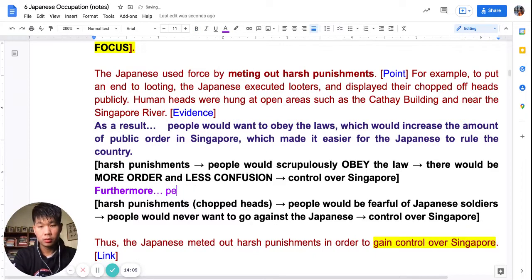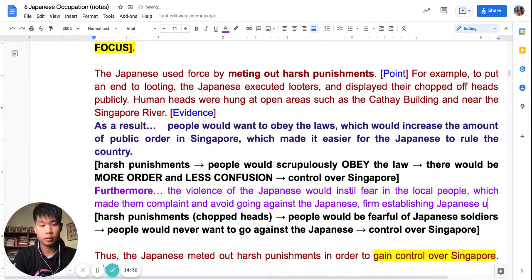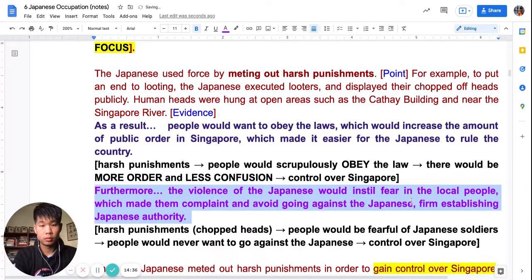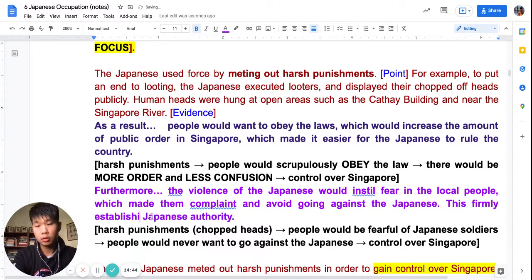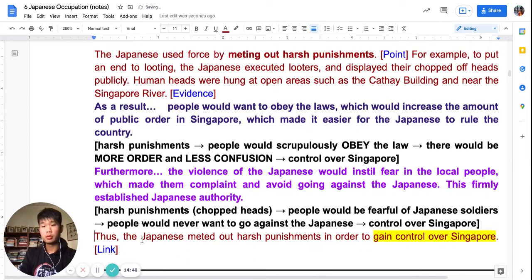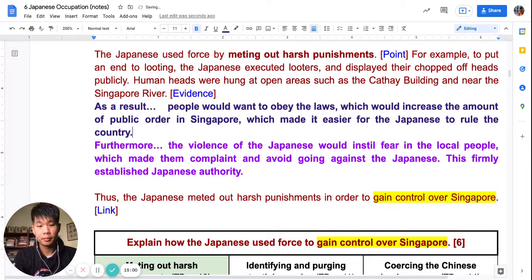Furthermore, the violence of the Japanese would instill fear in the local people, which made them compliant and avoid going against the Japanese, firmly establishing Japanese authority. Or this firmly established. And now we are done. Okay. Let me remove these two thinking points. This is how we were thinking about explanation. Now we are done.